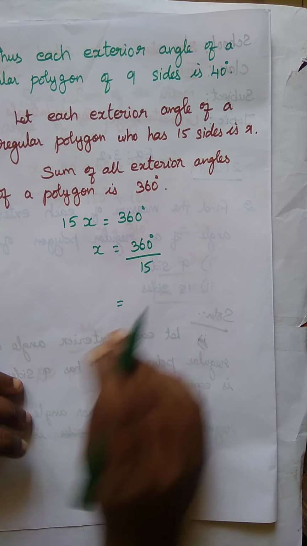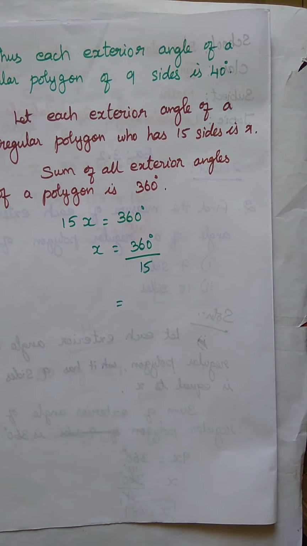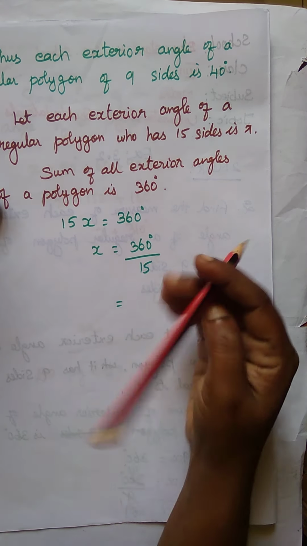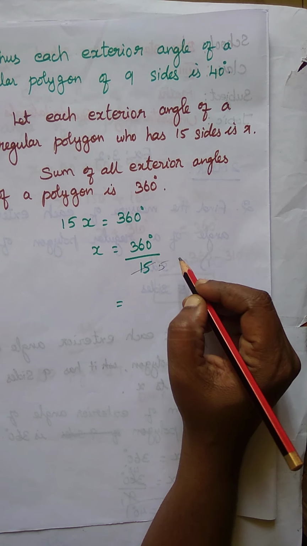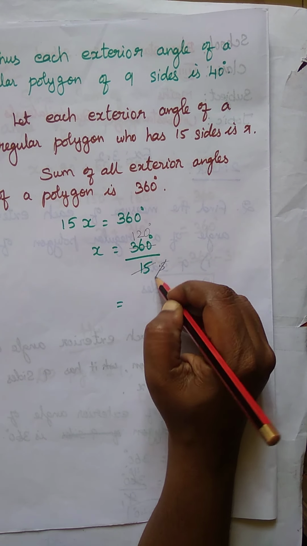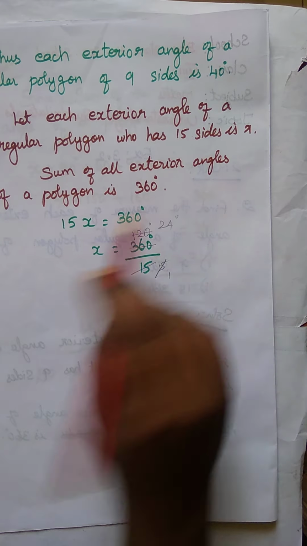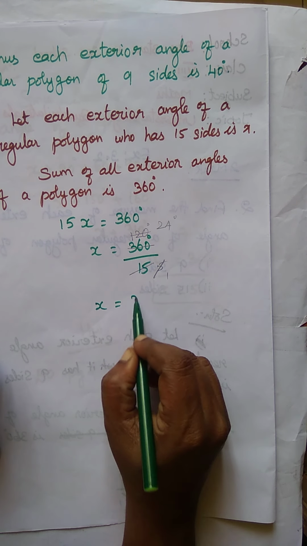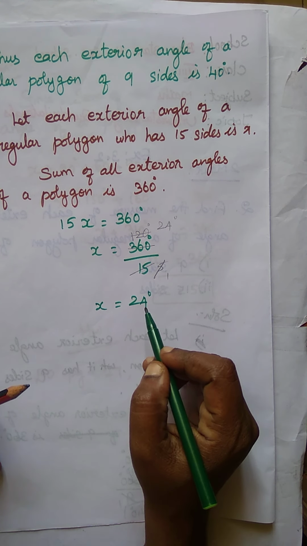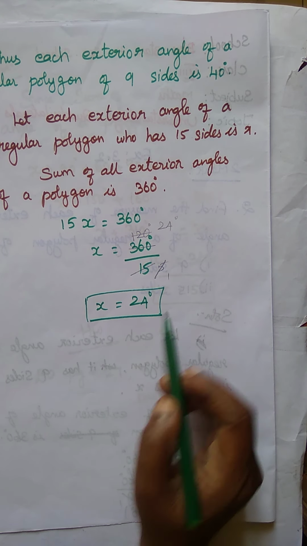Okay, now we are going to cancel that. In 5 table you all know, otherwise 3 table. Whichever table is easy for you, you cancel that. So in 3 table I am cancelling that. 5 3s are 15, 1 3 is 3, 2 3s are 6, 0. Okay, in 5 table 1 5 is 5, 2 5s are 10, 4. So we get 24 degrees. So x value is equal to 24 degree. Clear? So each angle has 24 degree.